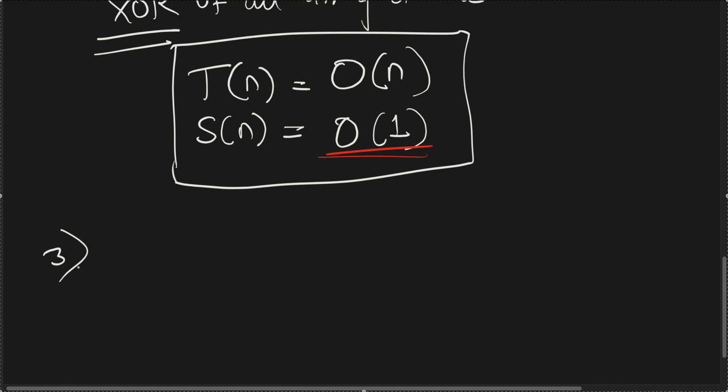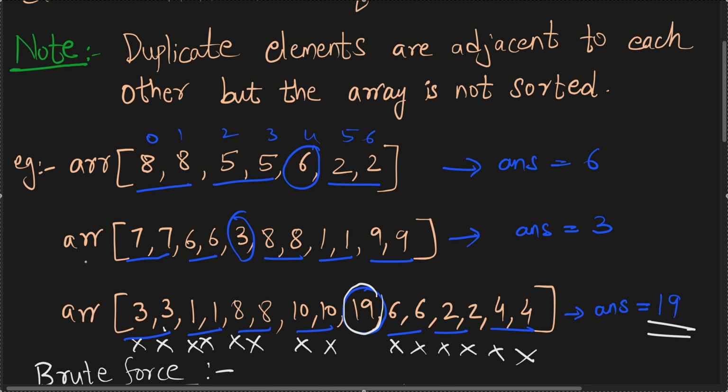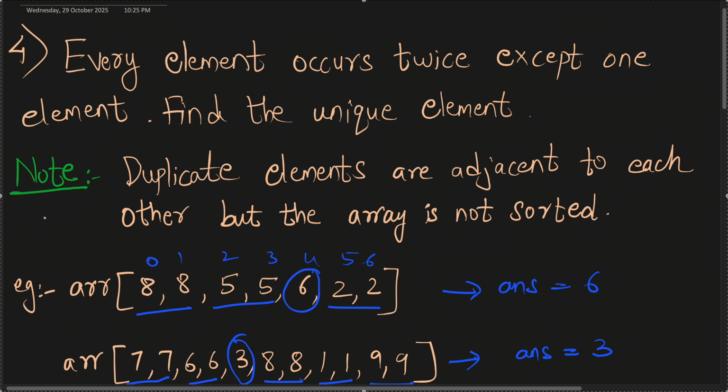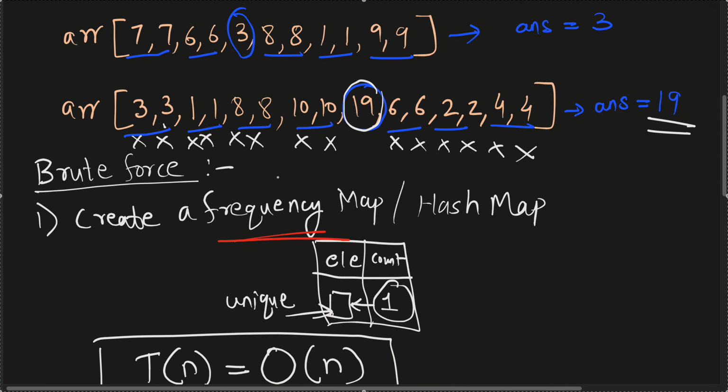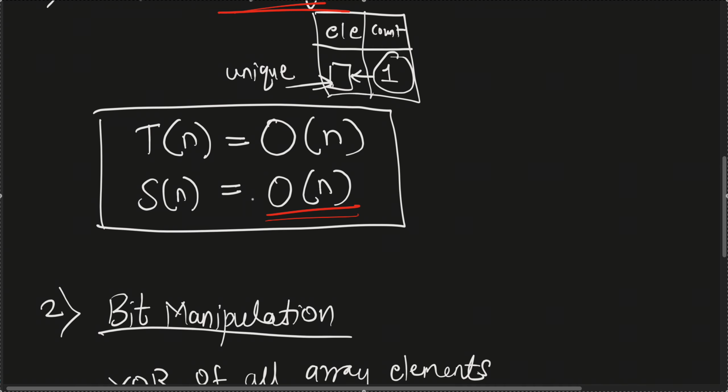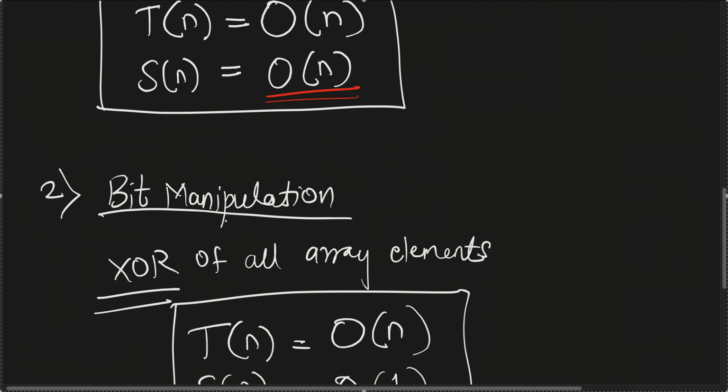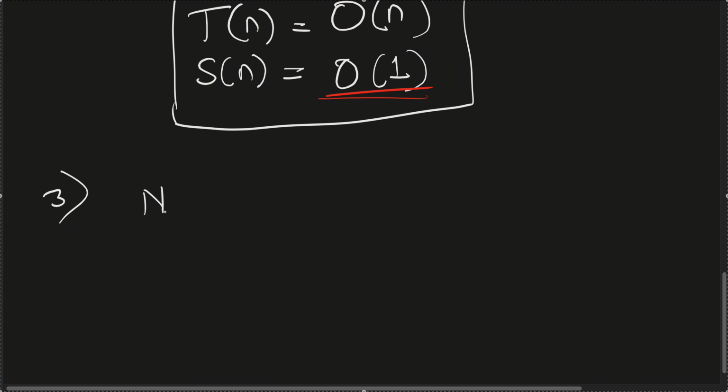And what can be another approach? One approach that can be derived from the note they have mentioned, that the duplicate elements are adjacent, is a normal iteration. We can find the unique element using a normal iteration.